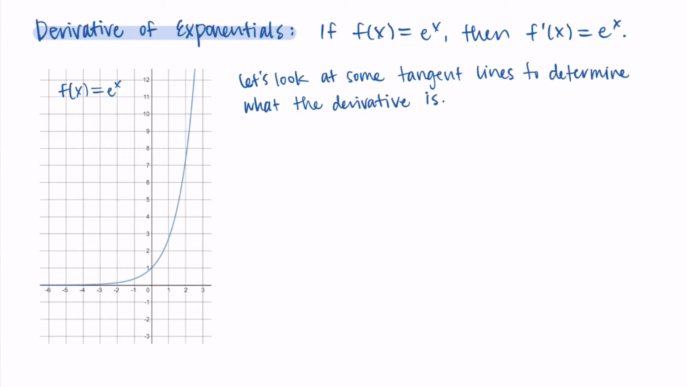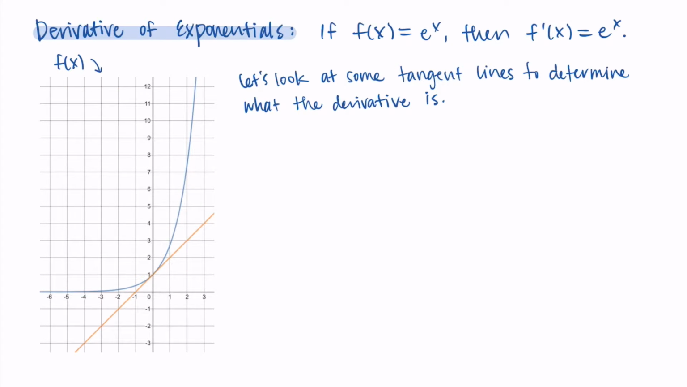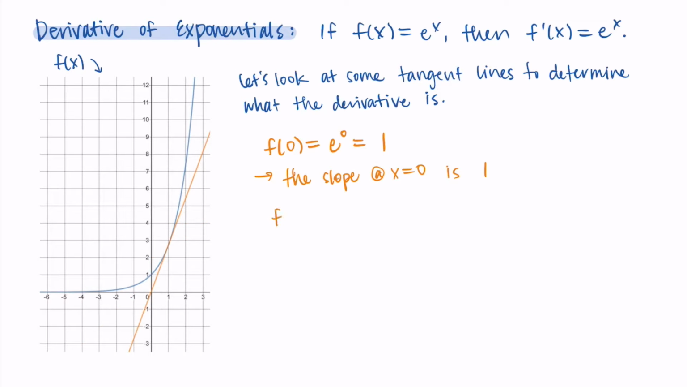So if we start at x equals 0, I'm seeing that the output is 1, and we can check this with the formula. We put 0 in, we have e to the 0 power, which is 1. And if we look at the tangent line at this value, I'm seeing that the slope is 1. We go up 1 to the right 1, up 1 to the right 1. Now we can take another point. Let's try at x equals 1. The output here is e to the 1, which is just e, which is about 2.71.